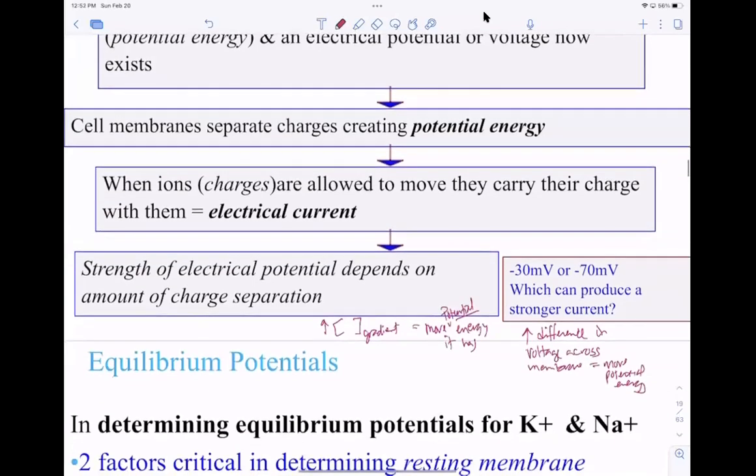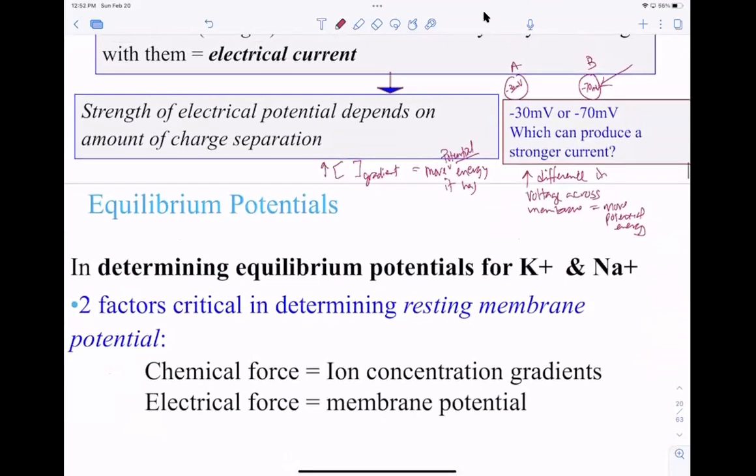So that is to say, if you have the inside of one cell is negative 30 millivolts and the inside of another cell is negative 70 millivolts, which one is going to have more potential energy? And hopefully you would say negative 70, because negative 70 is 70 millivolts away from zero. Negative 30 is only 30 millivolts away from zero. So negative 70 has a lot more potential energy to generate currents than a negative 30 would.